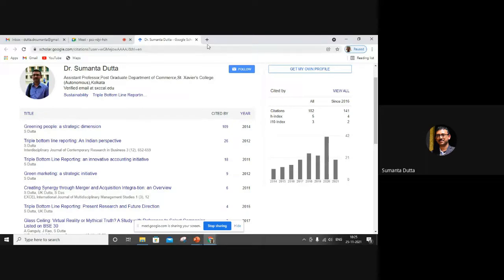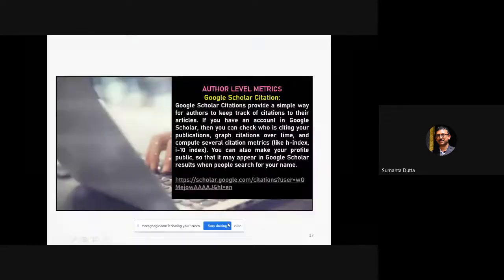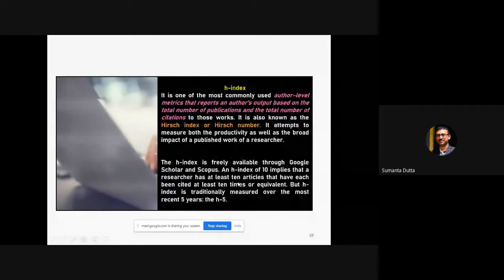Coming back to the next one, we have the h-index. Now what is the h-index? One of the most important tools of the Google Scholar platform is the h-index. My objective is to explain how it is calculated, not the history of the h-index. I will try to give you an example.